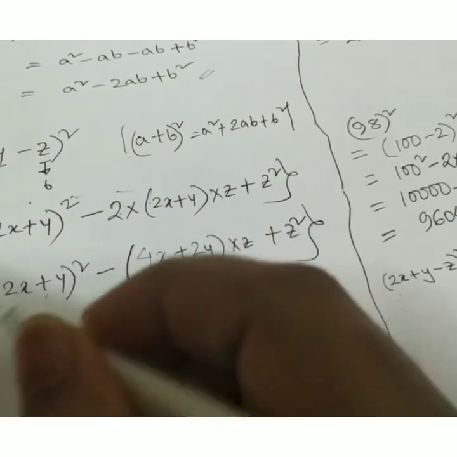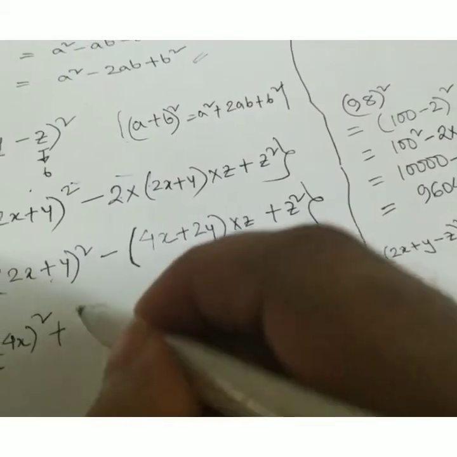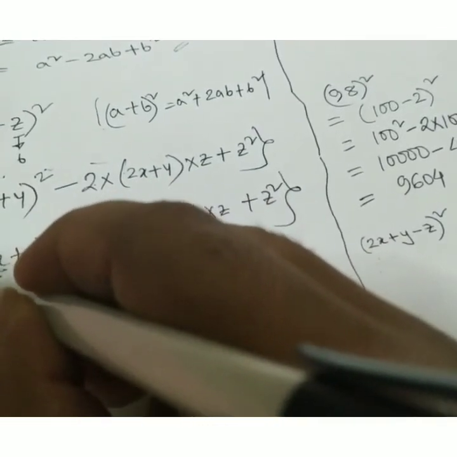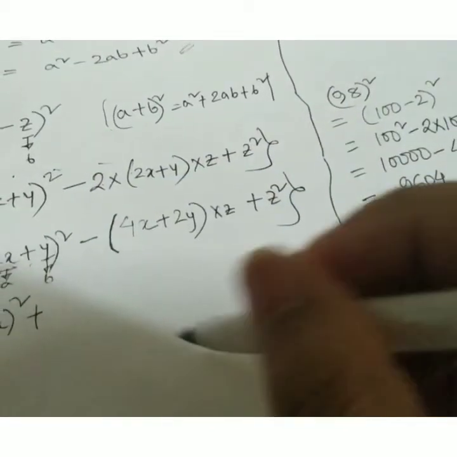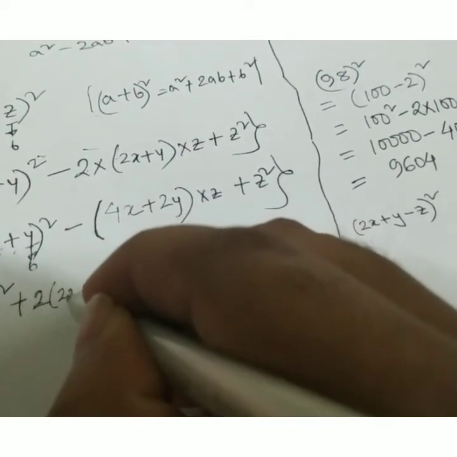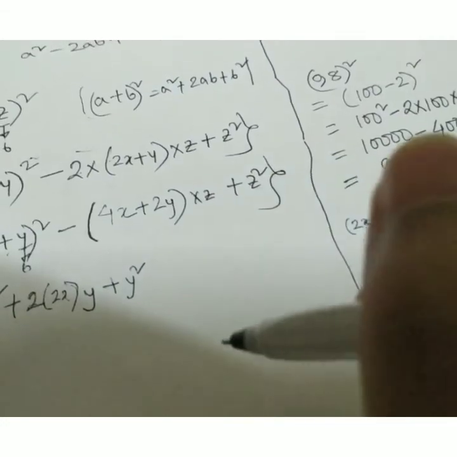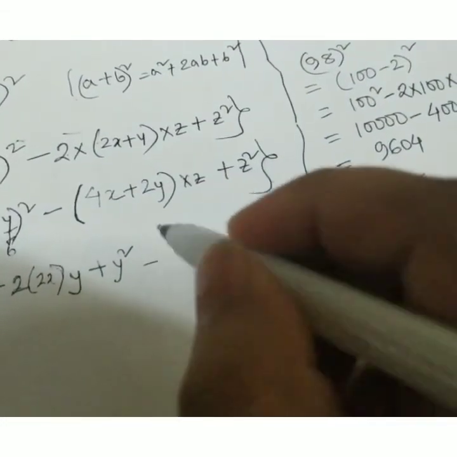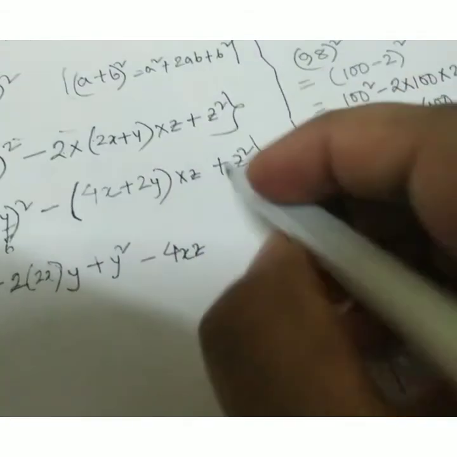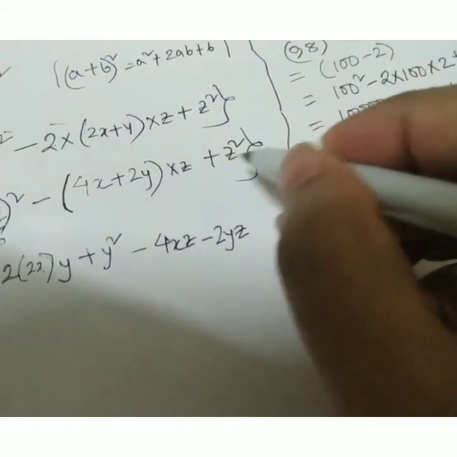So (2x plus y) whole square, we can write (2x) whole square plus, according to this, because this I am considering as a and this I am considering as b, so 2x whole square plus 2 into 2x into y plus y square. Then this thing minus, if you multiply z with 4x, 4xz, then minus into plus is minus, then z into 2y is minus 2yz, and finally plus z square.